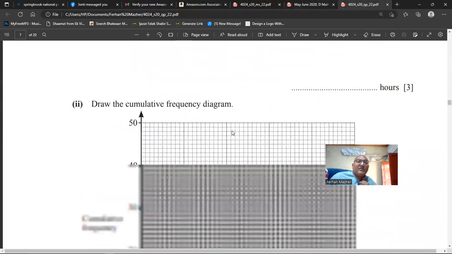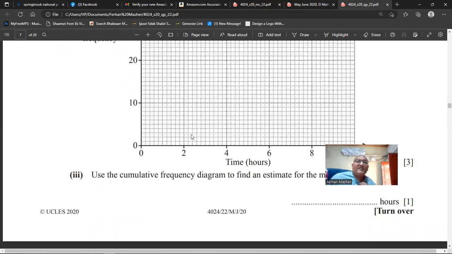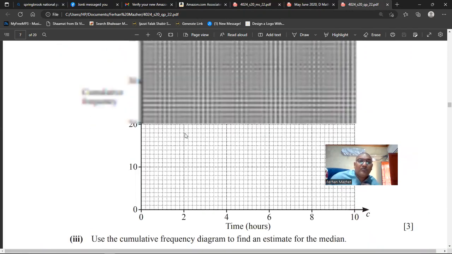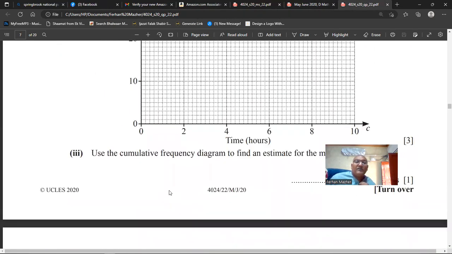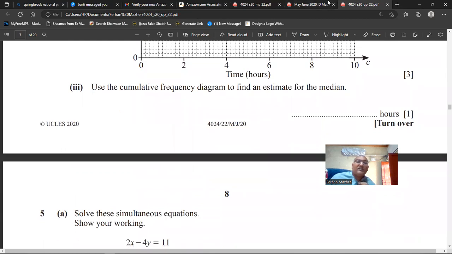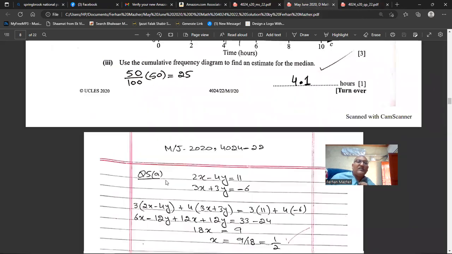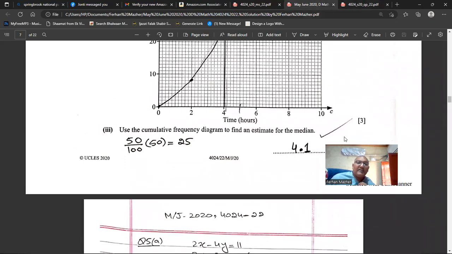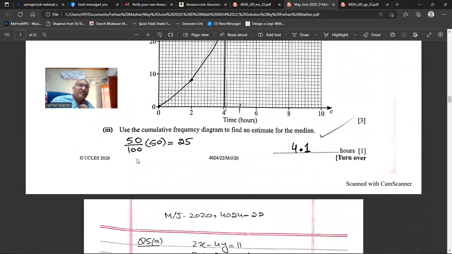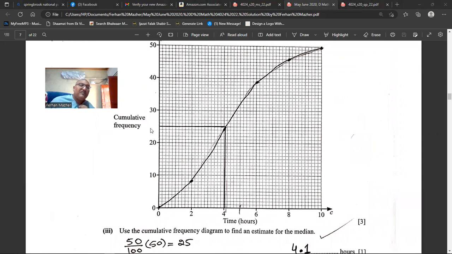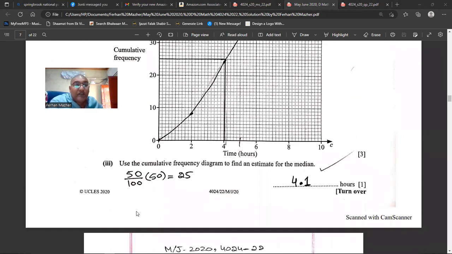Then they asked me a question after drawing this, a 3 marks question. It says use the cumulative frequency diagram to find an estimate of the median. If you want to find the median, first the total cumulative frequency here is 50. So find 50% of the cumulative, that will be 50 by 100 into 50, that's 25.